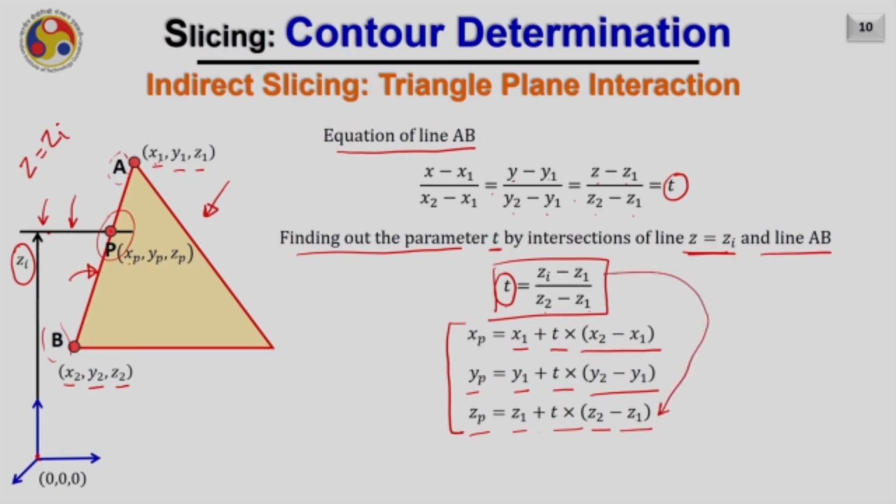It is obvious, if I put the value of t here, zp will be nothing but zi. So, this is how you can easily find out the intersection between a triangle and a line. Now, you have all the data with you. You have the intersection points as well as the vertices.